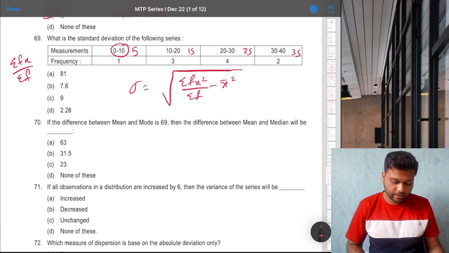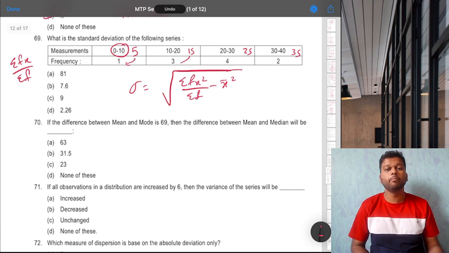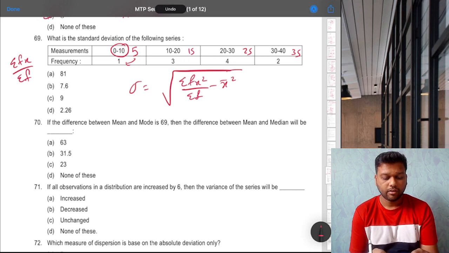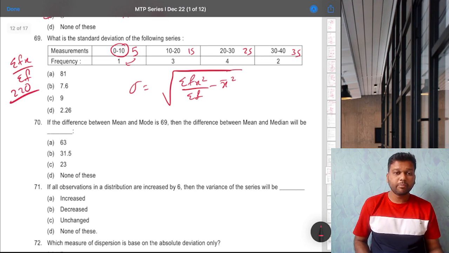Summation fx, so 5 into 1 M plus, 15 into 3 M plus, 25 into 4 M plus, and so on. Let's do it. 5 into 1 M plus, 15 into 3 M plus, 25 into 4 M plus, 35 into 2 M plus. If you press MRC, you get 220 upon summation f.